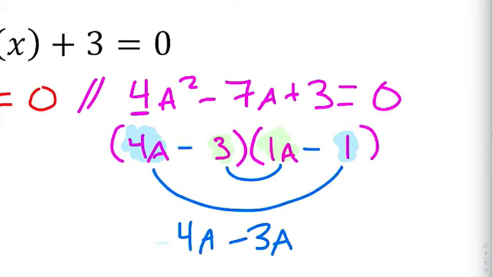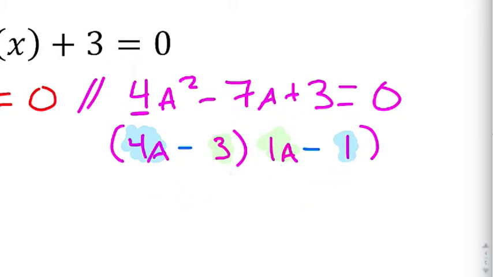So yeah, I can totally factor this. So these are going to be my factors: 4a minus 3, 1a minus 1. Now, this would factor into 4a squared minus 7a plus 3.